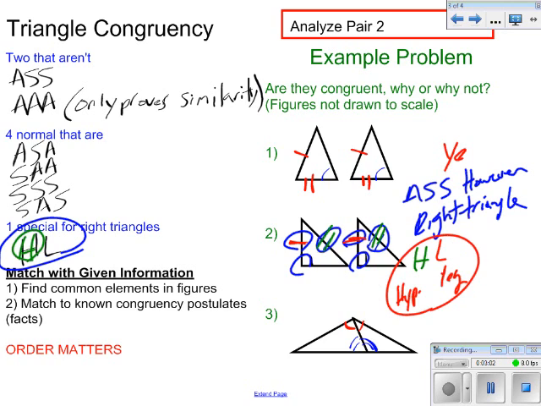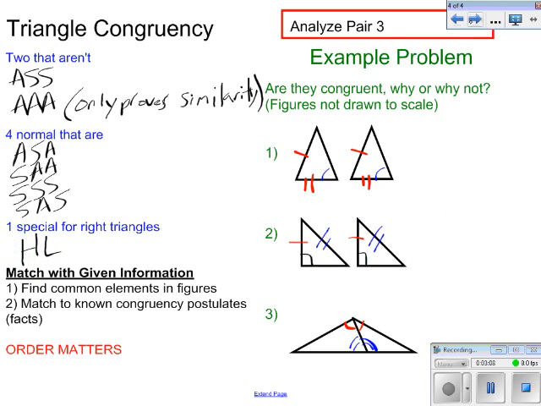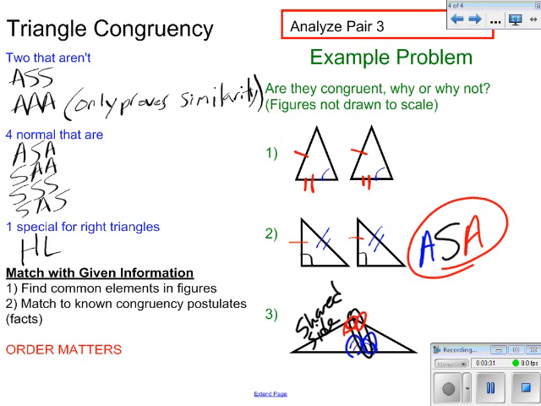So now we're going to go ahead and do the third example. In this case, it looks like all we're given is an angle and an angle. So we have an angle that matches, and then we have another angle that matches. Okay, but if you look in the middle, they share that same side. If they share the same side, it has to be the same length for each triangle. So it's A, S, and then A, which is our other angle. So ASA, and again, ASA is one of the congruency postulates. So this shows that the two triangles must be the same.